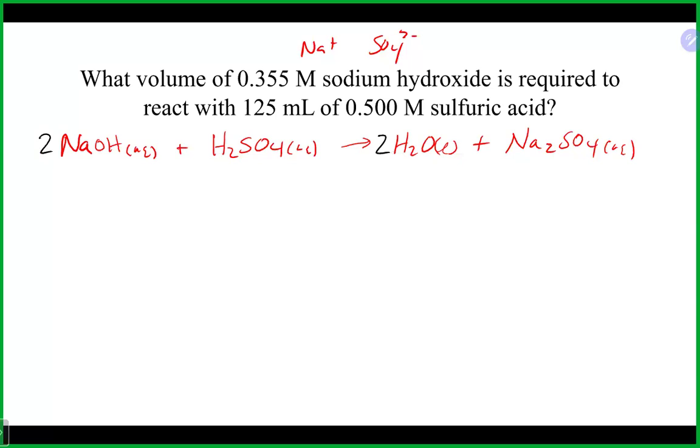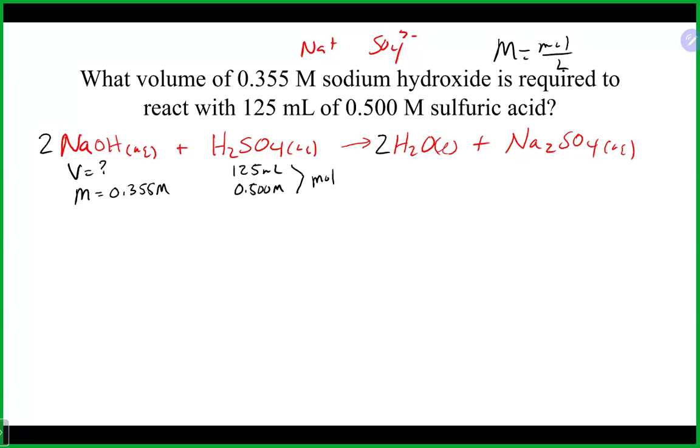Now, if we survey what was given to us and what we're looking for, we are looking for a volume. We have the molarity given to us here of sodium hydroxide. And for the sulfuric acid, we have the volume given to us, and we have the molarity given to us here. Once again, remember, we want to start with the second part of stoichiometry, which is to convert to moles. And if you just look at this, this is the only information that will allow us to get to moles using our molarity.